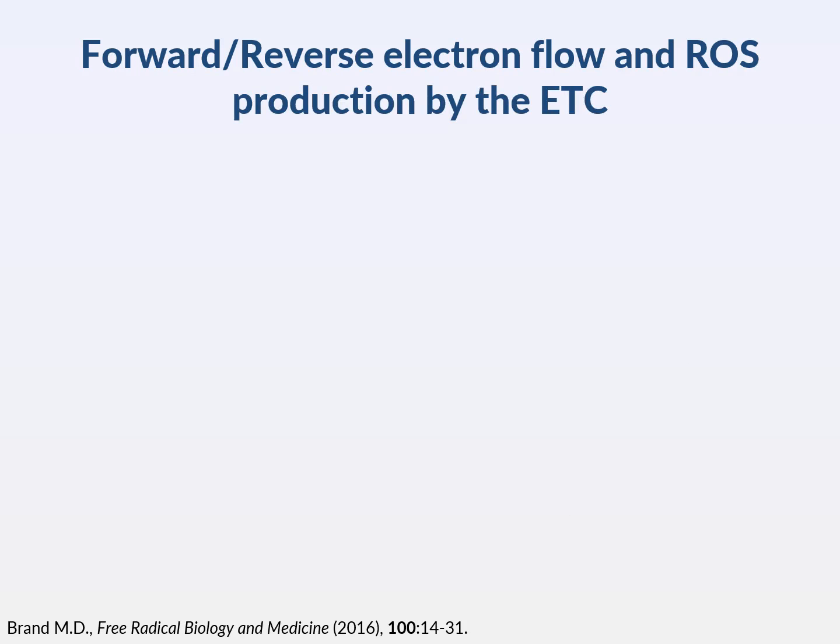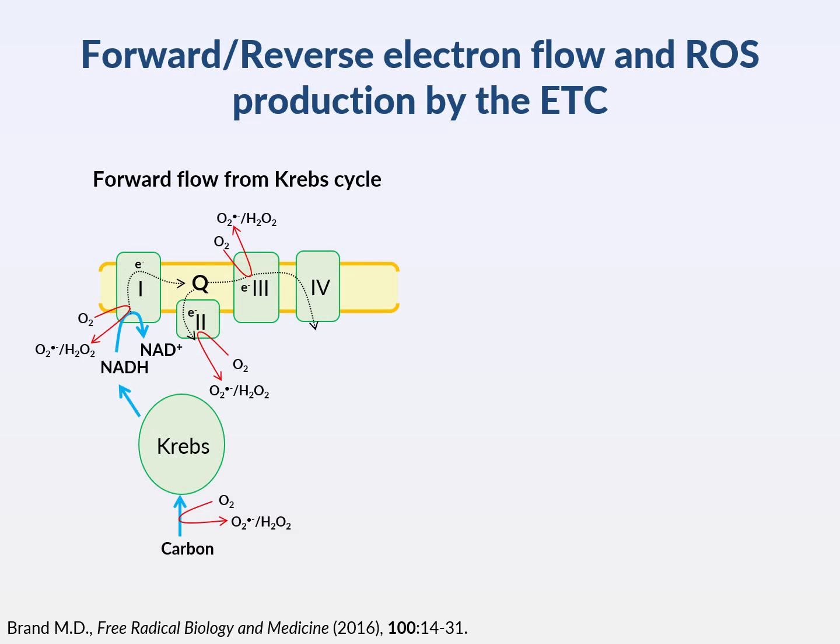Now I'm going to talk a little bit about forward and reverse electron flow and its implications in reactive oxygen species production by the electron transport chain. It is very important to emphasize here that ROS can be formed during forward and reverse electron flow through the chain. In the first example here, I'll just talk about forward flow from the Krebs cycle. In this example, oxidation of a carbon source that is associated with the Krebs cycle releases electrons, which are then translocated through the respiratory complexes, reducing oxygen at the end of the chain.